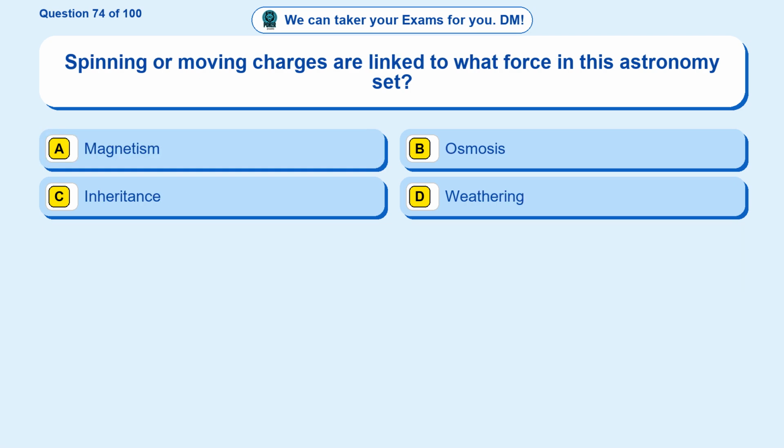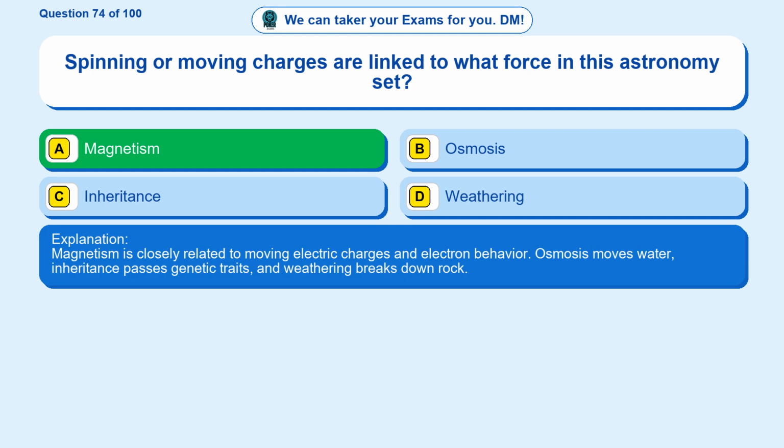Question 74. Spinning or moving charges are linked to what force in this astronomy set? Option A, magnetism. Option B, osmosis. Option C, inheritance. Option D, weathering. The correct answer is option A. Magnetism. Magnetism is closely related to moving electric charges and electron behavior. Osmosis moves water, inheritance passes genetic traits, and weathering breaks down rock.